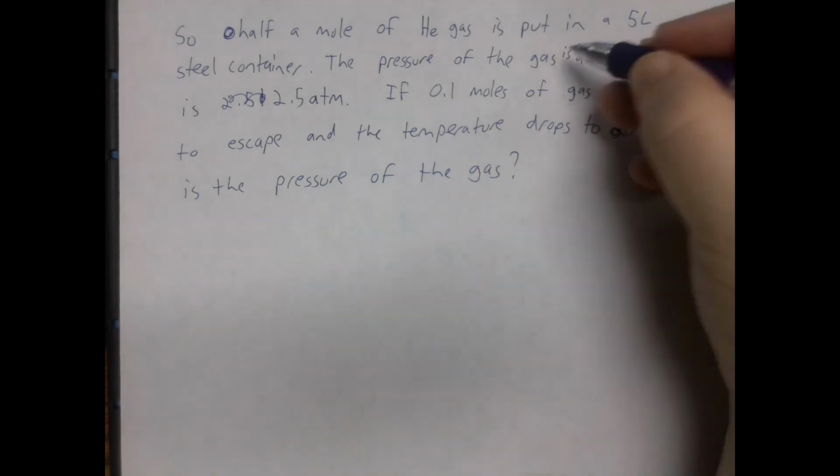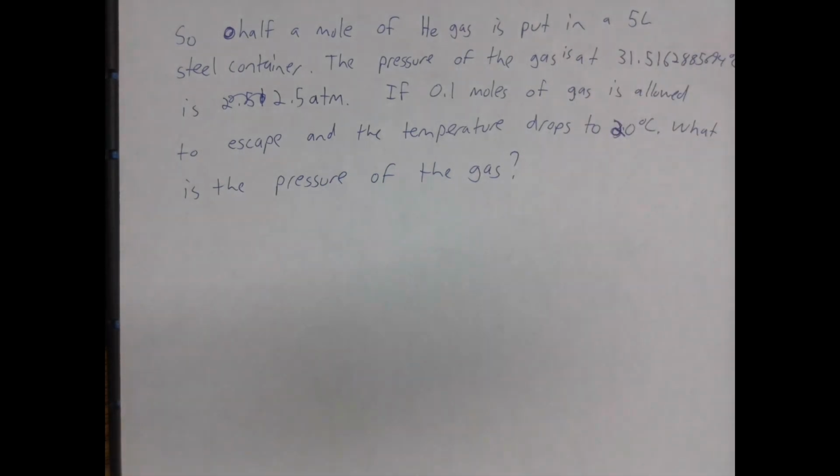So, half a mole of helium gas is put in a 5-liter steel container. The temperature of the gas is 31.516288569 degrees Celsius, and the pressure is 2.5 atmospheres. If 0.1 moles of the gas is allowed to escape and the temperature drops to 20 degrees Celsius, what is the pressure of the gas?